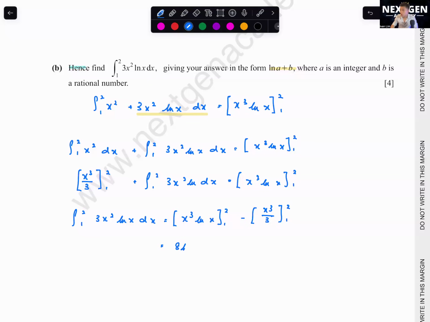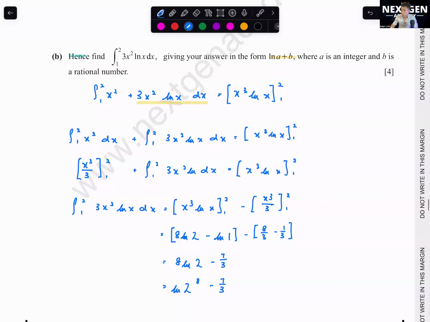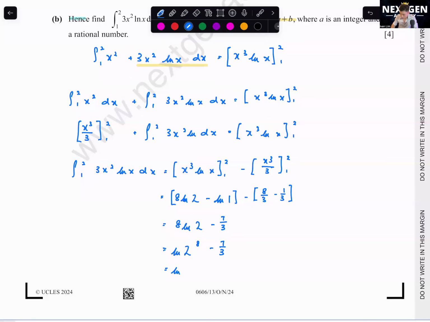This one will be 8 ln 2 minus ln 1. Okay, ln 1 will become 0, minus 8 over 3 minus 1 over 3. Okay, this will become 8 ln 2 minus 7 over 3. They want it in that form, ln a plus b. So ln a plus b will be ln 2 to the power of 8 minus 7 over 3. ln 2 power 8 will be ln 256 minus 7 over 3.